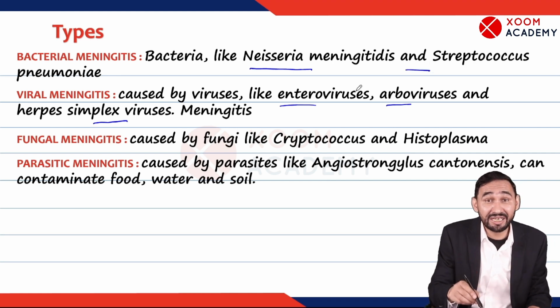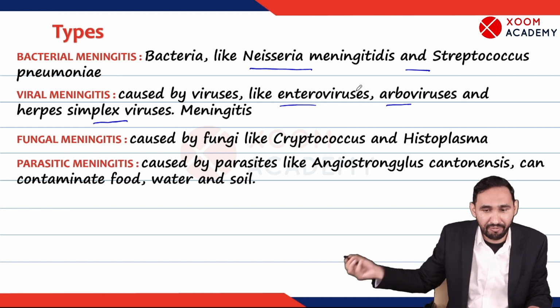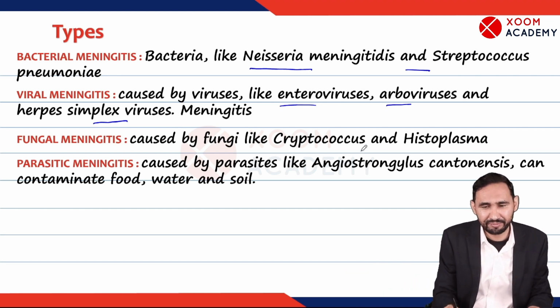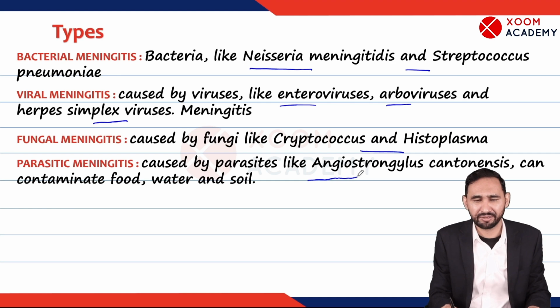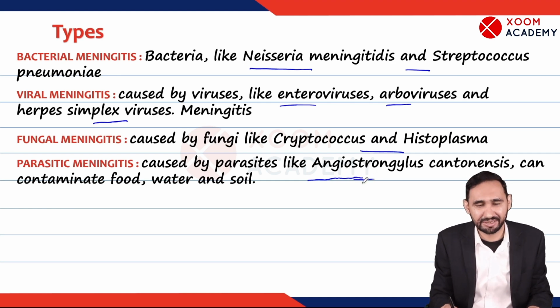Two main bacteria, Neisseria and Streptococci, cause meningitis. So there is bacterial and there is viral meningitis. There may be fungal meningitis, histoplasma. You can remember only one of them. There is parasitic meningitis, strongyloides, which can cause meningitis.